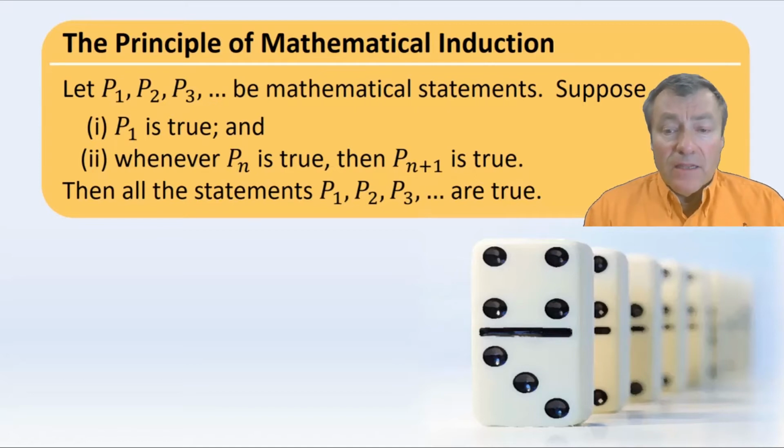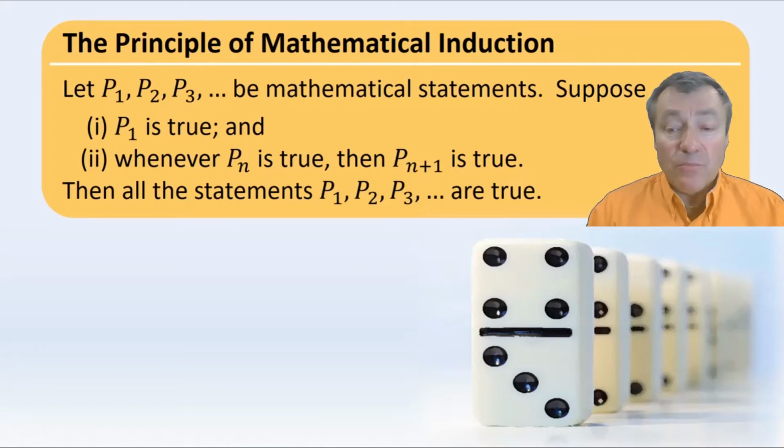Let P1, P2, P3, etc. be a sequence of mathematical statements. So not a sequence of numbers or functions, but a sequence of mathematical statements. Suppose, first of all, that P1 is true. And secondly, suppose that each statement in the list implies the next one. In other words, whenever Pn is true, then Pn plus 1 is also true. Then, all the statements in the list are true.